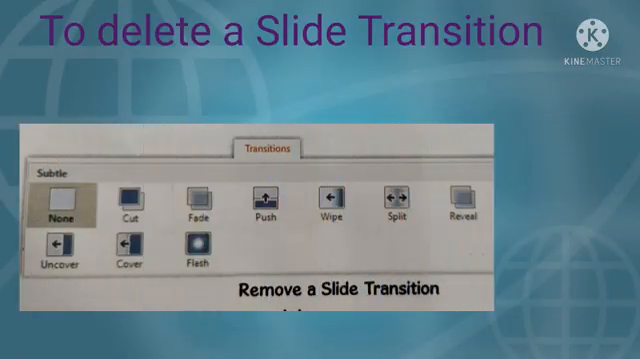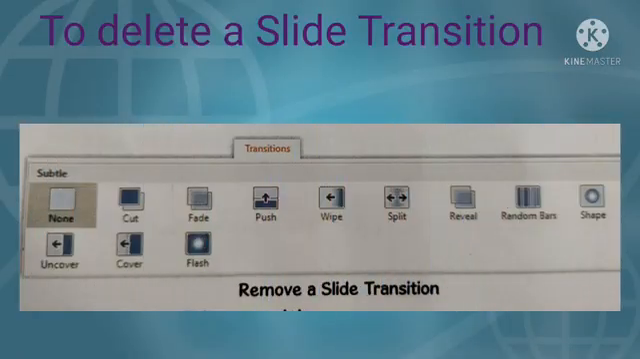To delete a slide transition, on the Transitions tab, click on the More drop-down arrow in the Transition to This Slide group. Select None to remove the slide transition. To remove slide transitions from all the slides, select None and then click on Apply to All in the Timing group.